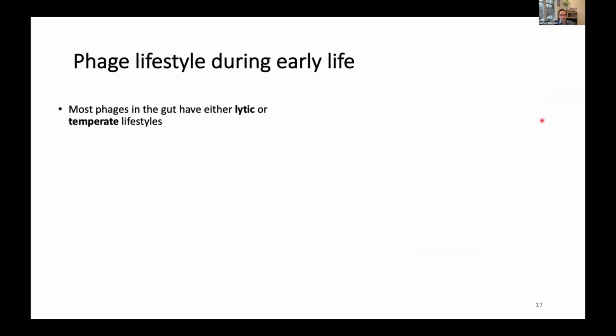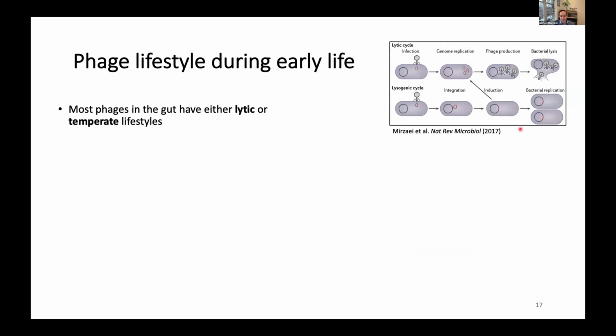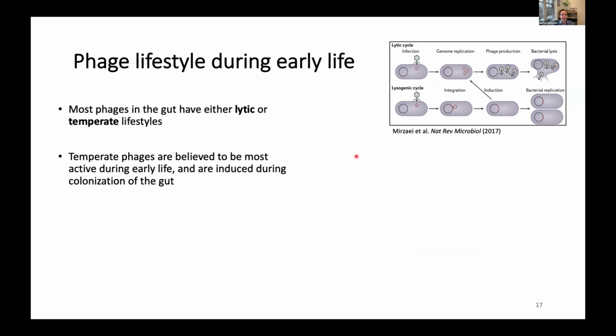Switching gears a little bit now, I spoke a bit about phage life cycle at the start. So in the gut, most phages have either a lytic or temperate lifestyle, and I don't need to tell this audience what this means, but I'll leave this figure up here as a quick refresher on the two main different life cycles of phages in the gut. And studies have hypothesized that temperate phages are the most abundant and active in the infant gut microbiome, and that they're induced during the birthing process with some kind of unknown signal.